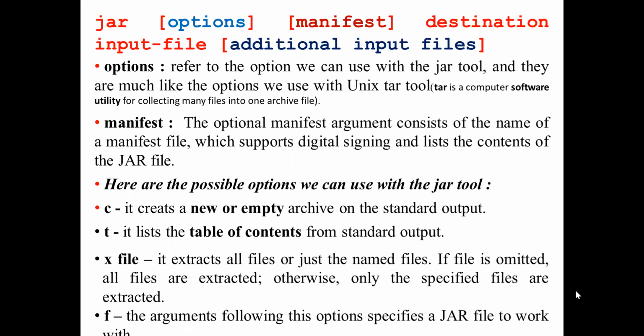Then x, files. X means we can extract all the files or just the named files. So a particular file can be extracted. We use x with files. If the file is omitted, all the files are extracted. Otherwise, only the specified files are extracted.